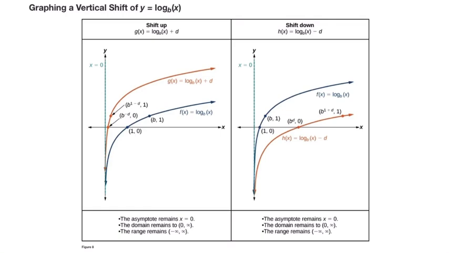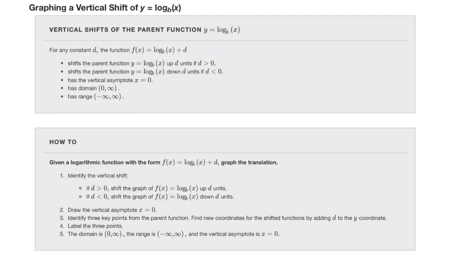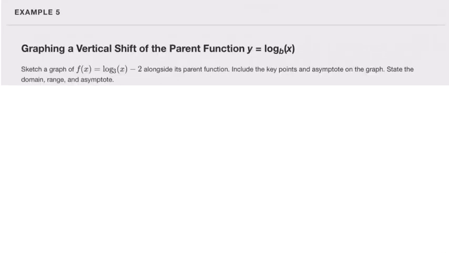So, graphing a vertical shift. This is going to follow our intuition. If we add a positive on the outside, it's going to move the graph up. If we subtract a positive outside our base function, it's going to move the graph down. So sketch the graph of this alongside the parent function, include key points and asymptotes, and state the domain and range. We forgot the domain and range of the previous one.